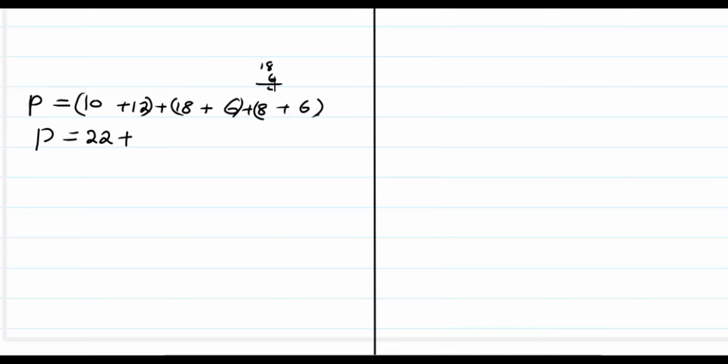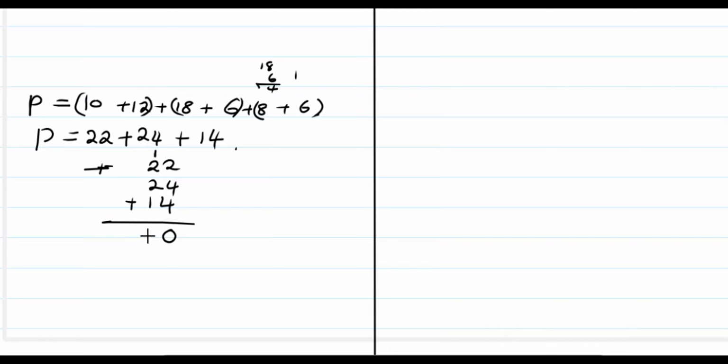18 plus 6 is 24, 4 carry 1, so 1 plus 1 is 2, so it becomes 24. Then 8 plus 6 is 14. From there, you can now make them like this: 22 plus 24 plus 14. Then 4 plus 4 is 8 plus 2 is 10, 0 carry 1. So 2 plus 2 is 4 plus 1 is 5 plus 1 is 6. 60 centimeters. So the perimeter P becomes 60 centimeters.